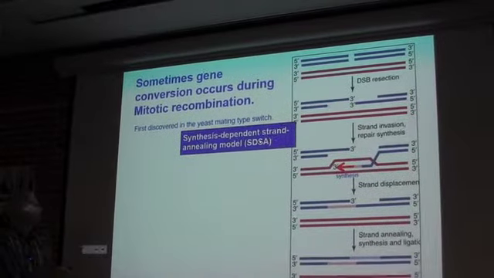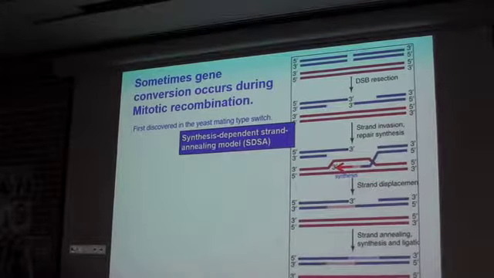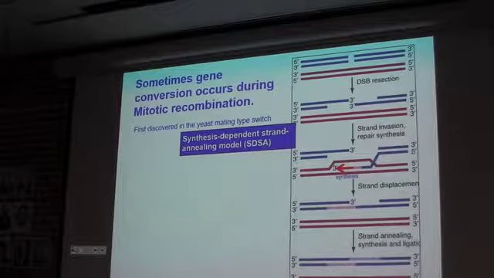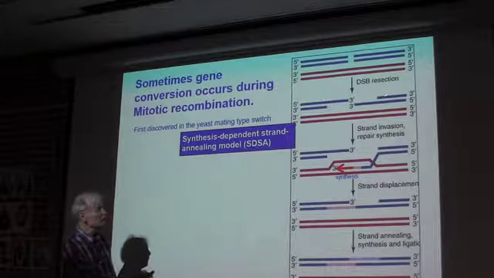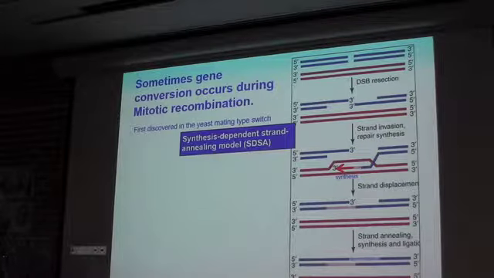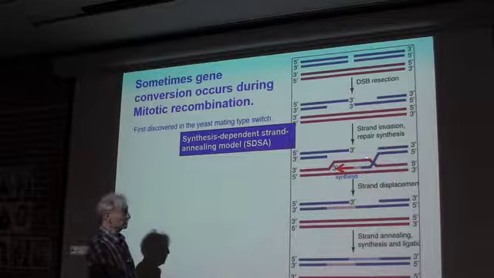Synthesis dependent strand annealing model. I find this kind of hard to remember. Synthesis dependent strand annealing, what you should key in on is strand annealing. Let's see how this works. It starts again with a double strand break. You get resection, chewing away of the 5' end. You get strand invasion. This bottom one invades, you get a D loop, and you get synthesis occurring.